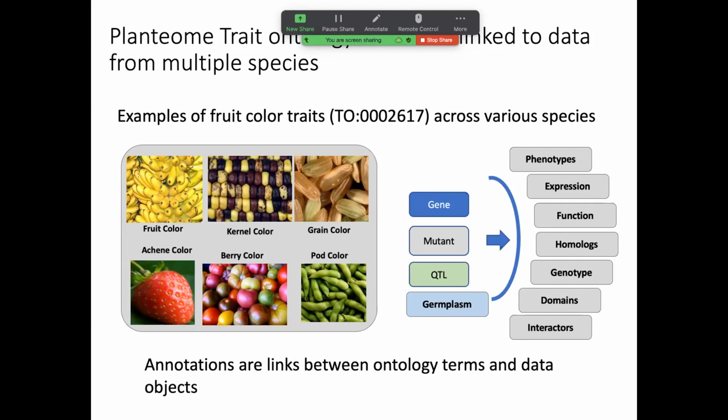By annotating these all with our TO term for fruit color trait, we can gather that information and make comparisons across different species and investigate all these different kinds of data types. So these annotations are very important.